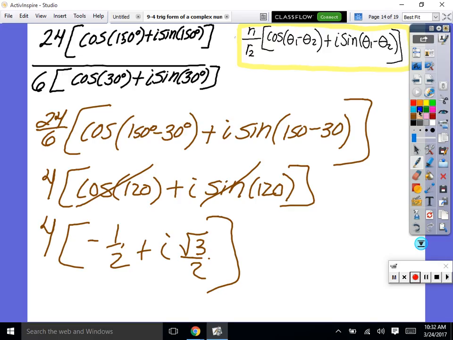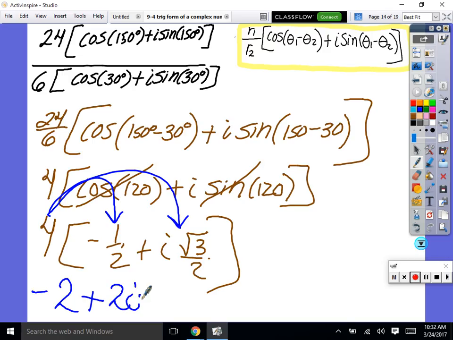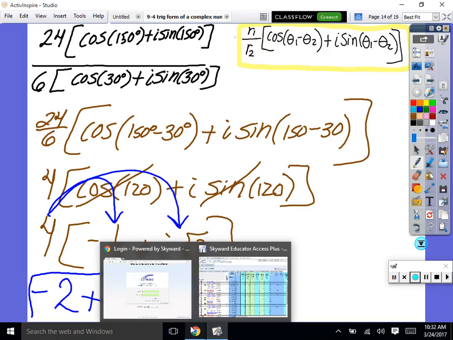And now we would just distribute. So that would become -2 plus 2i root 3. And now it's a normal complex number.